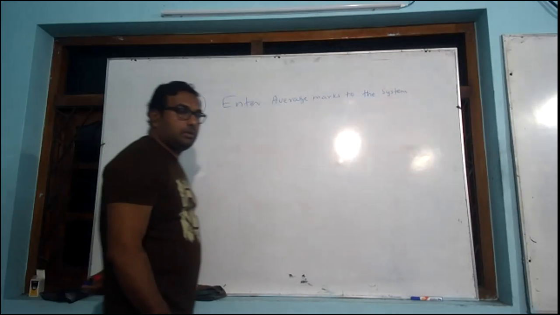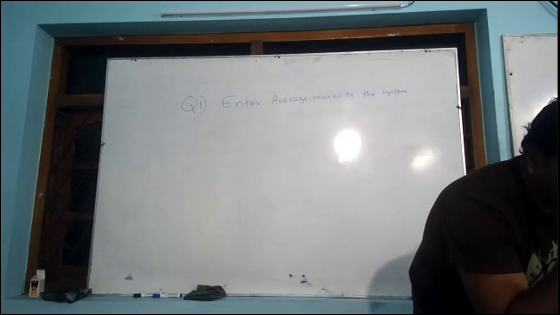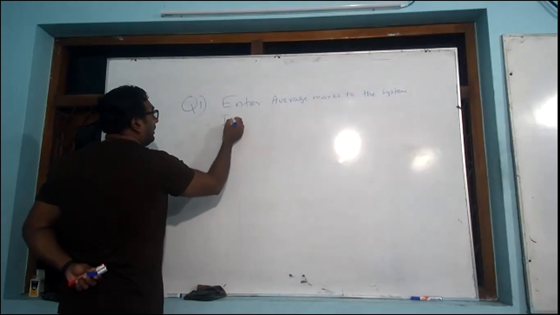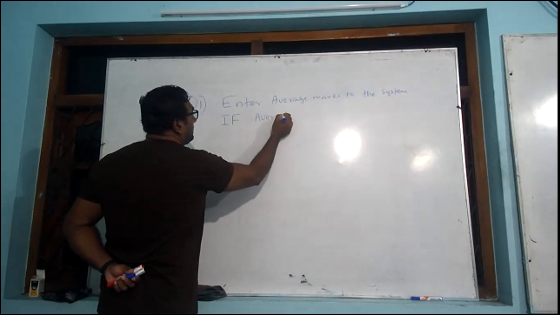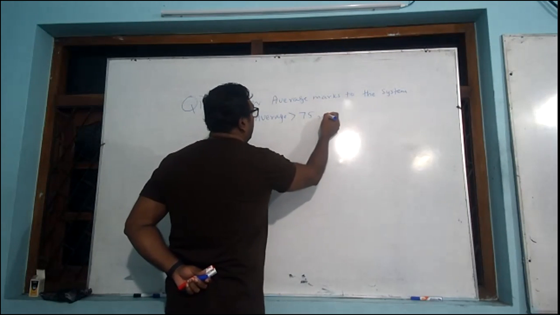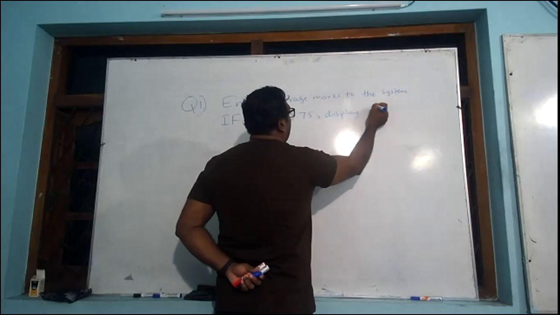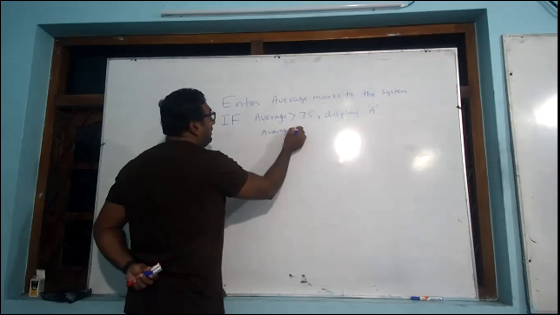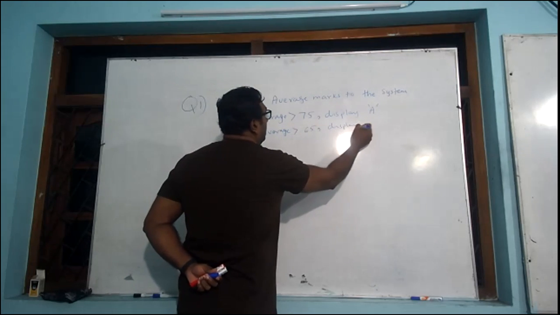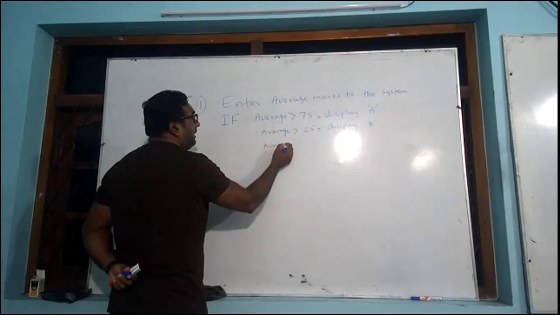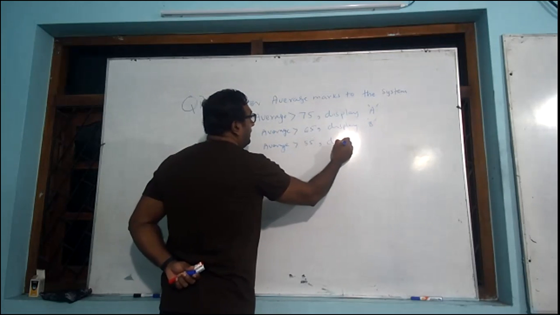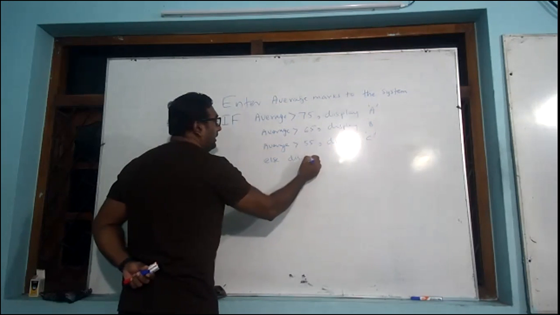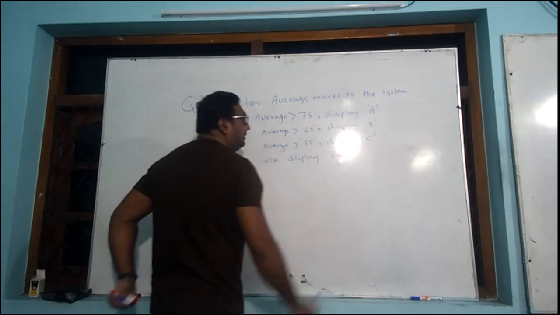Enter average marks to the system. If average greater than 75, display A. Average greater than 65, display B. Average greater than 55, display C. Else display fail.